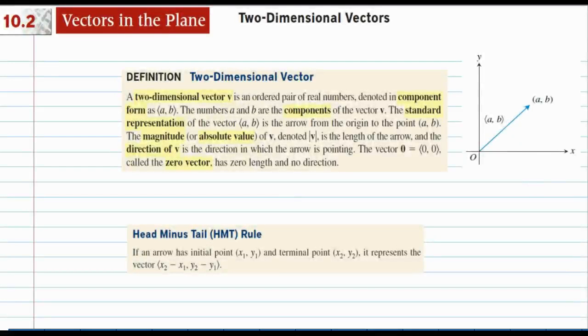This is the screencast for section 10.2, example 1. We're going to start with a review of vectors and then move into the calculus part of vectors. So we have two-dimensional vectors here.